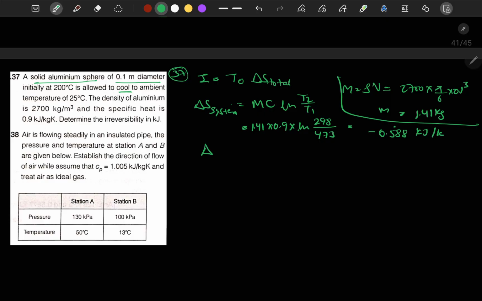Now if we calculate delta S for the surroundings, we can directly use the term Q by T naught here, because the surrounding is at a constant temperature.